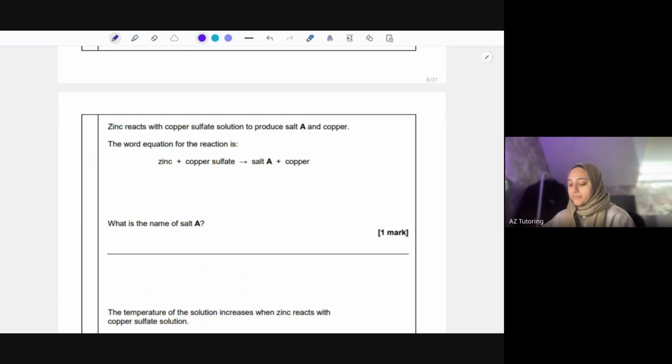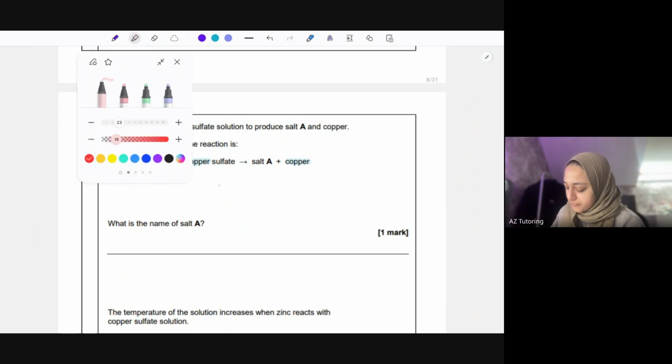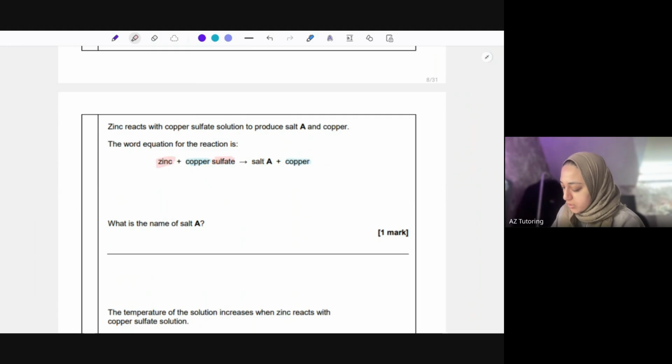Okay. Zinc reacts with copper sulfate solution to produce salt A and copper. The word equation for the reaction is so-and-so. What's the name of salt A? Now remember, whatever's on your reactants has to come out of the products. And if we look at the product, so we've got copper there, which is here. So then the salt must be whatever's left behind. So the zinc sulfate has to be salt A in that case.